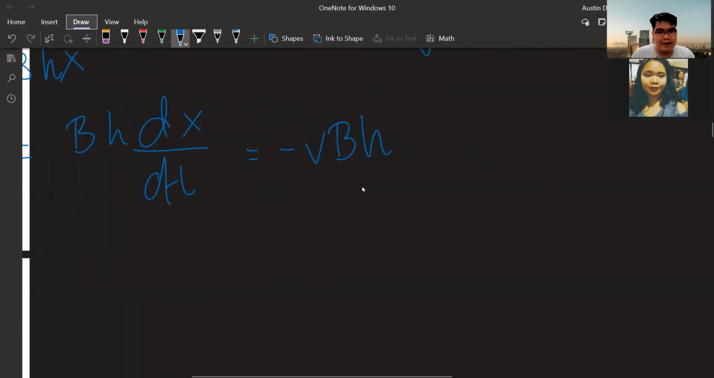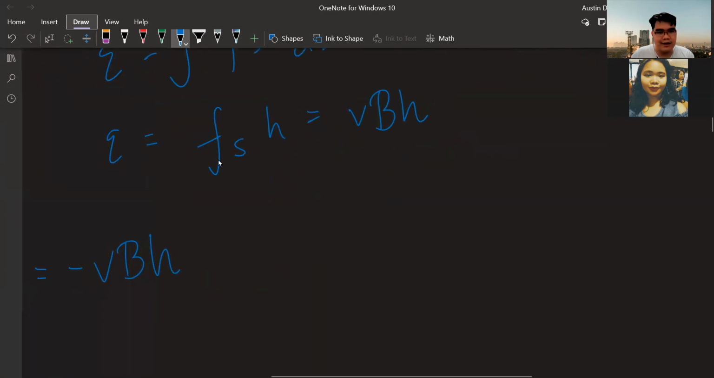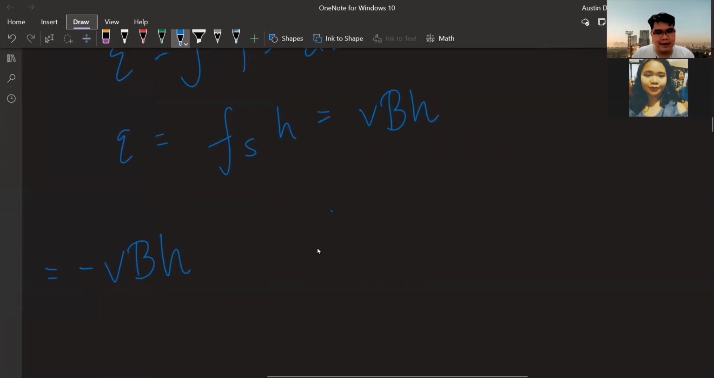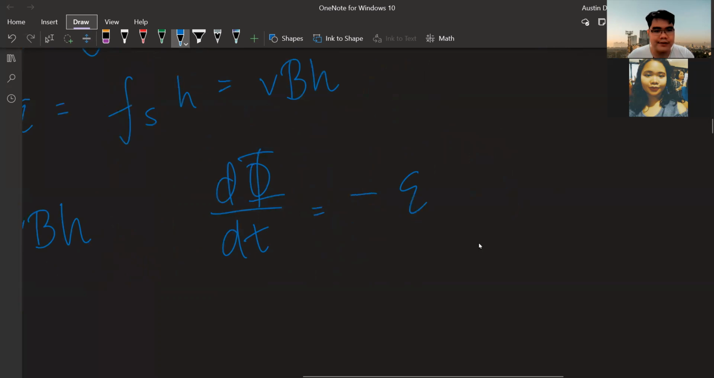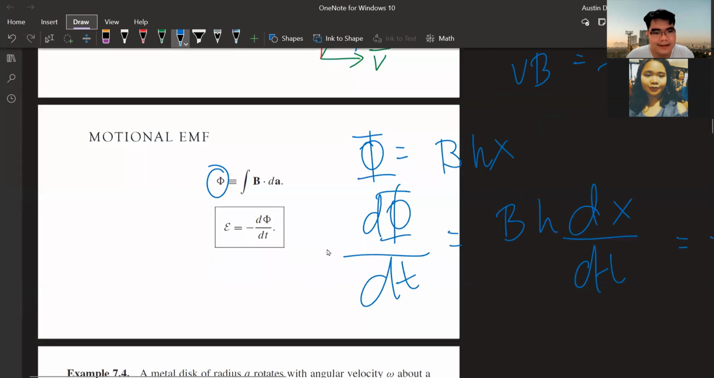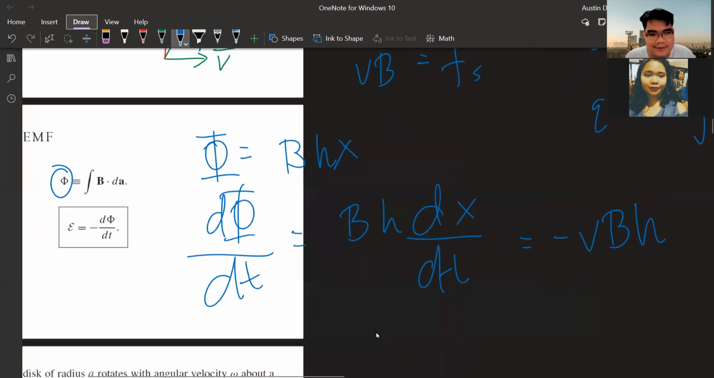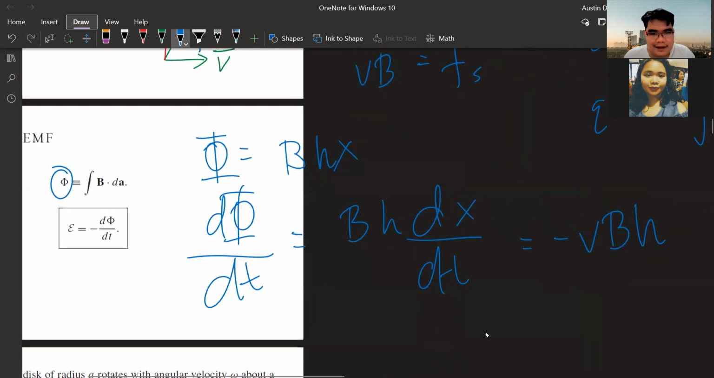So, we can write this down neatly. Ito ay nakuha na natin to, which is just the electromotive force. And we see that dΦ over dt is just negative of the electromotive force. Or mas maganda kung ganito. Okay. Nice. You have that.